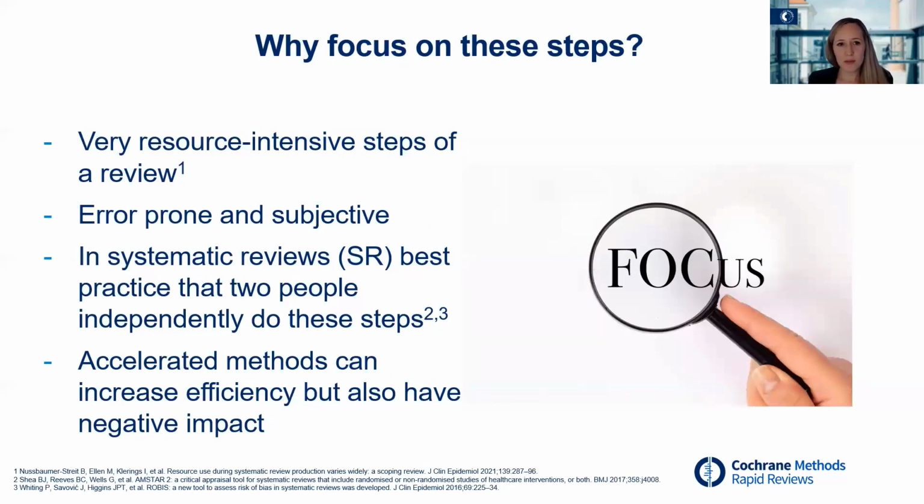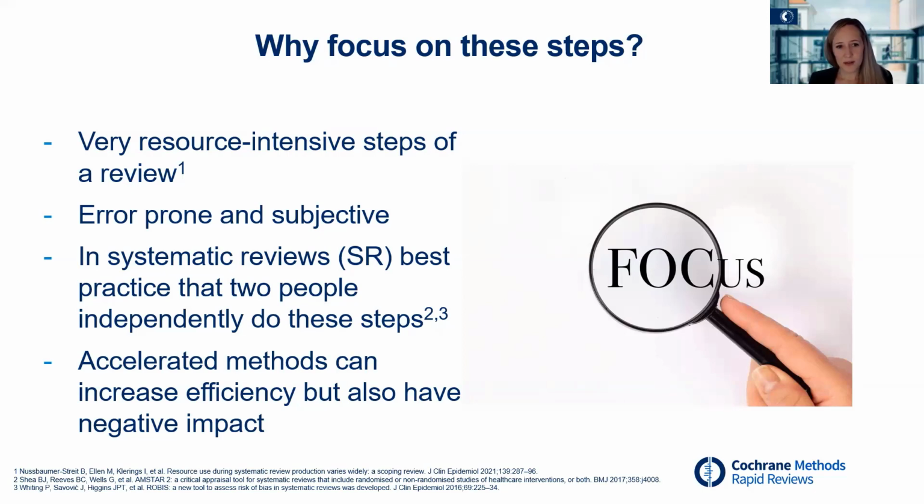So basically, the rapid review process is the same as the systematic review process. And we did a scoping review in 2021 that showed that the most resource-intense steps of the systematic review process are study selection, data extraction, and risk of bias. And we also found out that tasks around administration and project organization can be very time and resource intense, but are often not in the focus of any planning or making the process more efficient.